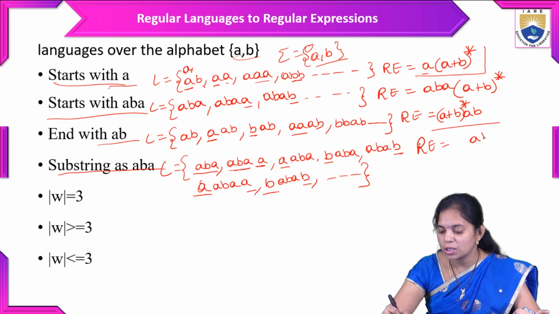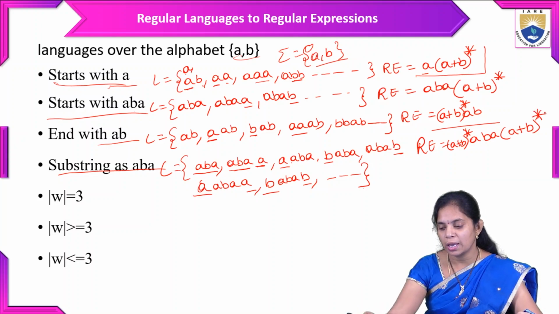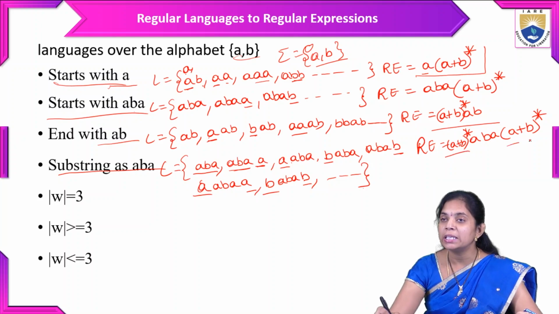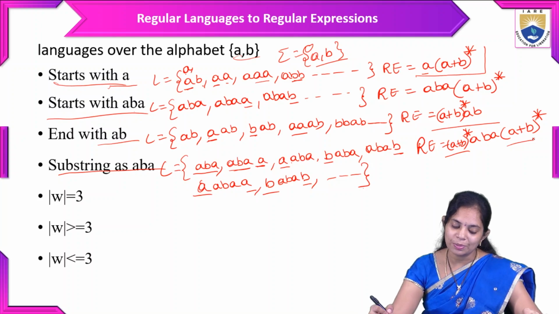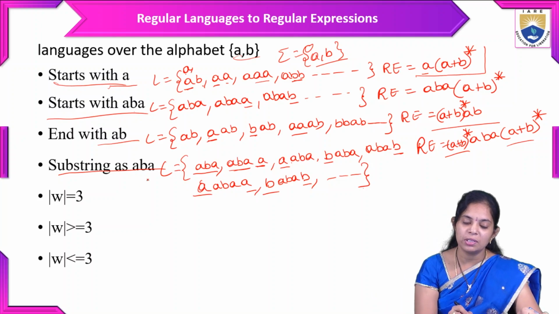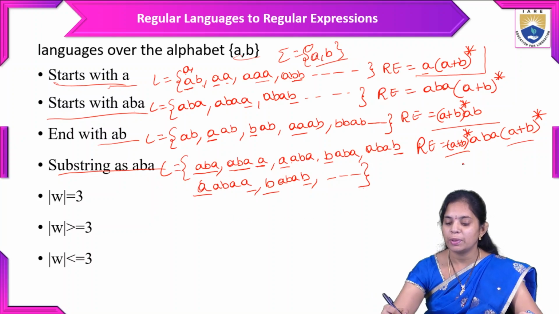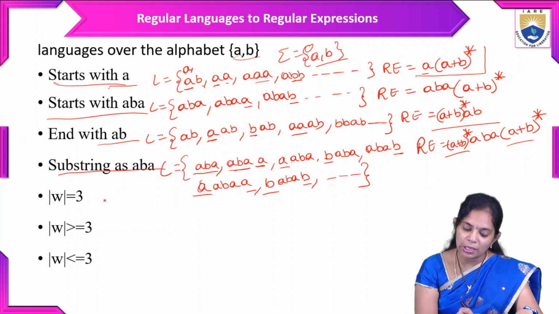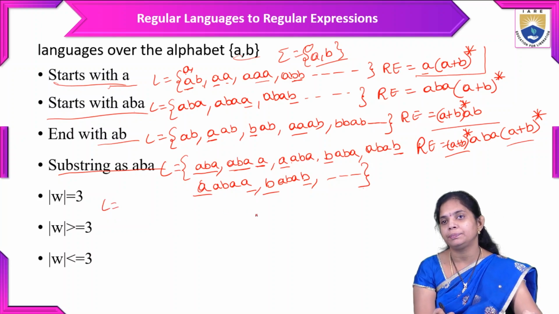So first the substring is ABA. There is no condition on starting and ending, so I will write the starting and the ending like this. The string which has the substring ABA can start with A or B, or end with A and B. So this is the substring ABA regular expression. So the regular expression for the given language, the substring ABA, is A plus B whole star, ABA, and A plus B whole star.